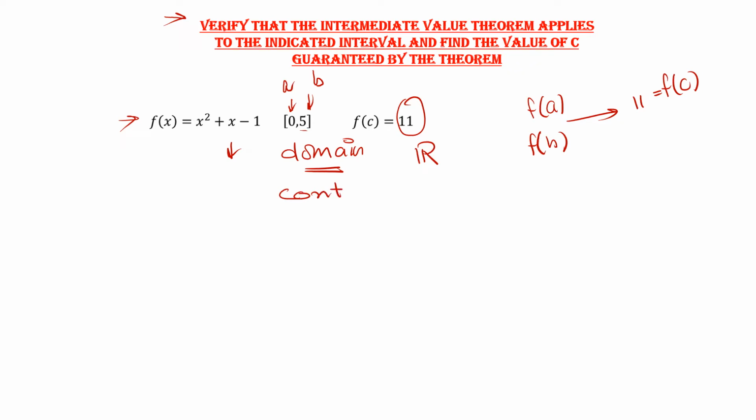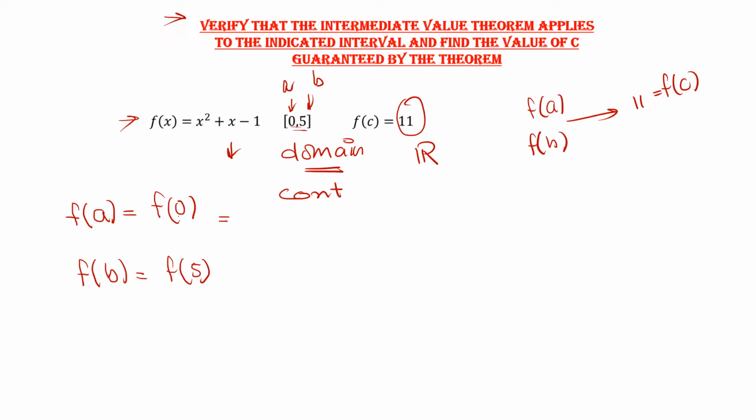The function is continuous. Now after that, find out the y value at a and also find out the y value at point b. So a is 0, so find out f(0). b is 5, so find out f(5). From where did I get this 0 and 5? From the question, which is given in terms of a closed interval.